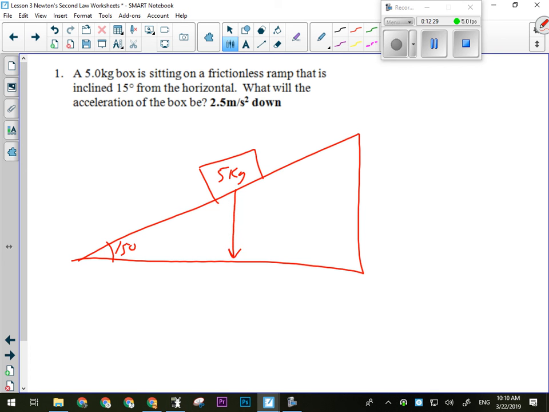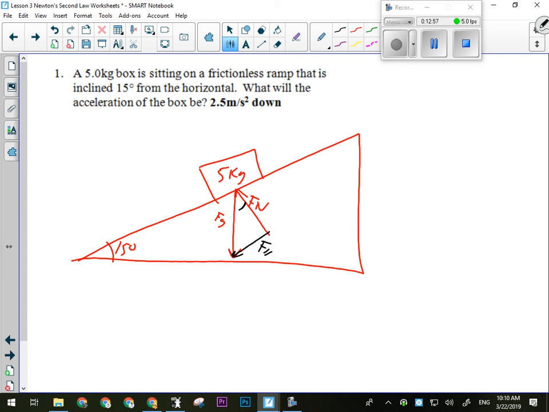Gravity, which is always straight down. So we've got Fg here, and normal force, which always acts straight out from the surface. When I combine those two things, I get their vector sum, which is F parallel, and in this case also the net force, because there aren't any other forces other than gravity and normal force in this question.